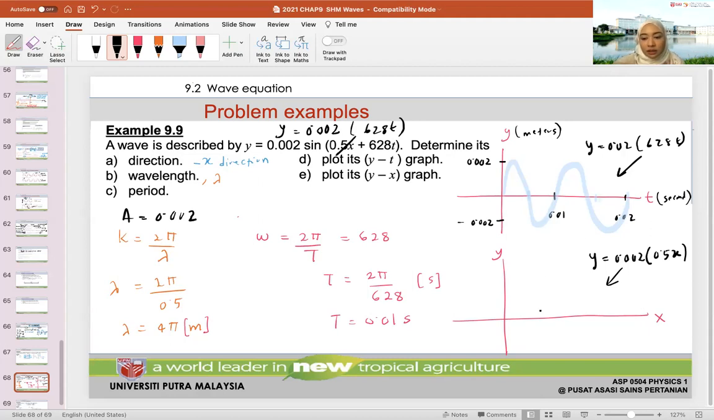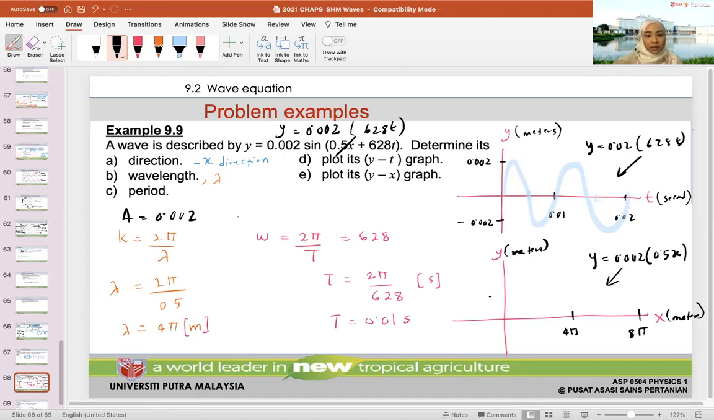For y-x, we want to plot lambda. So it has to be 1 lambda and 2 lambda over here. This is in meters, and this is in meters as well. My lambda is 4 pi, you can just write 4 pi, it's a value, no problem. Then this is going to be 8 pi. And I need to label my amplitude, 0.002 and minus 0.002.